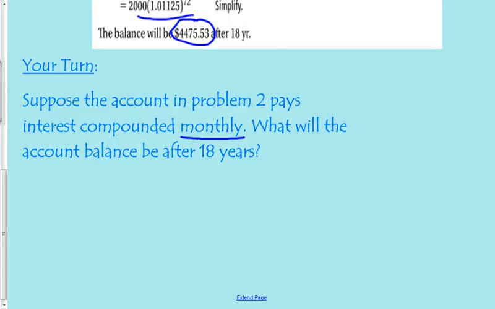First of all, what's the difference then? And what will the account balance be after 18 years? So if you want to pause it, go ahead and pause it. Otherwise, I'm going to work through it now.